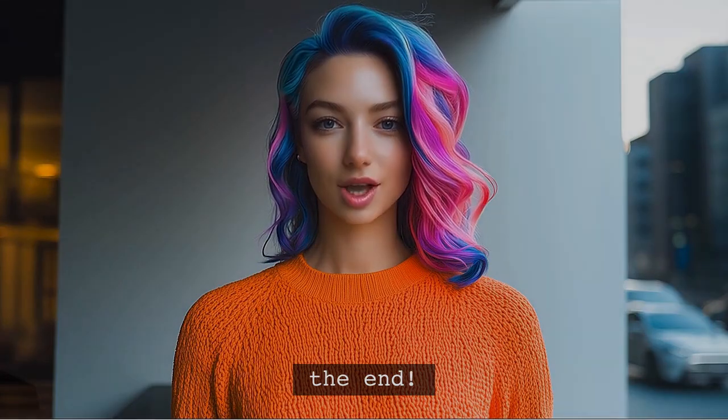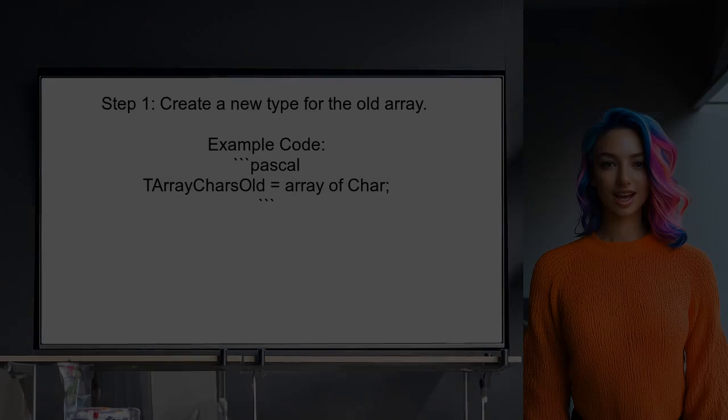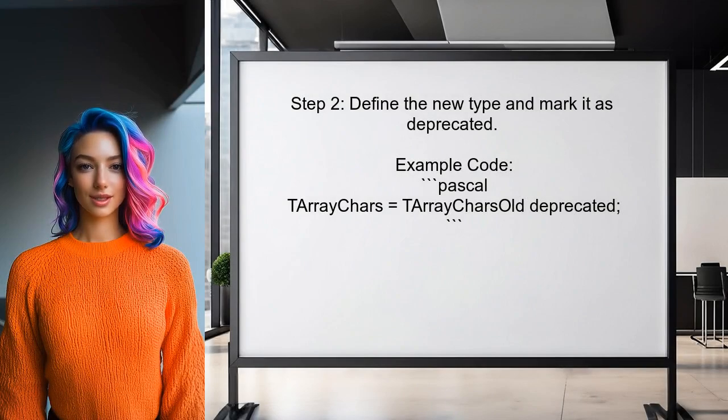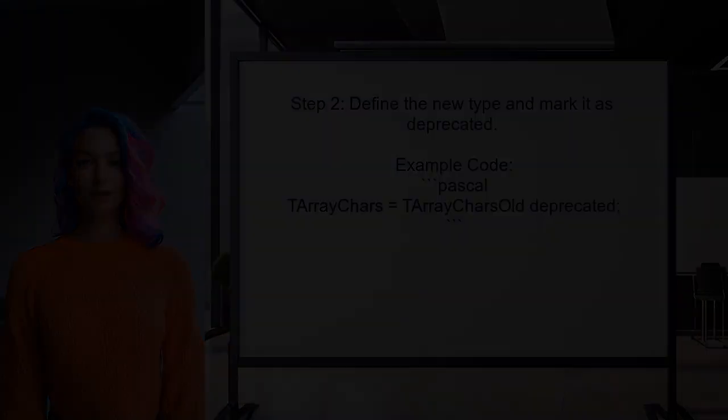without any hassle. To deprecate an array type declaration in Delphi, the user should first create a new type for the old array. This will allow them to mark it as deprecated without causing compilation errors. Next, the user should define the new type using the old type and mark it as deprecated. This is done by assigning the old type to the new type with the deprecated keyword.